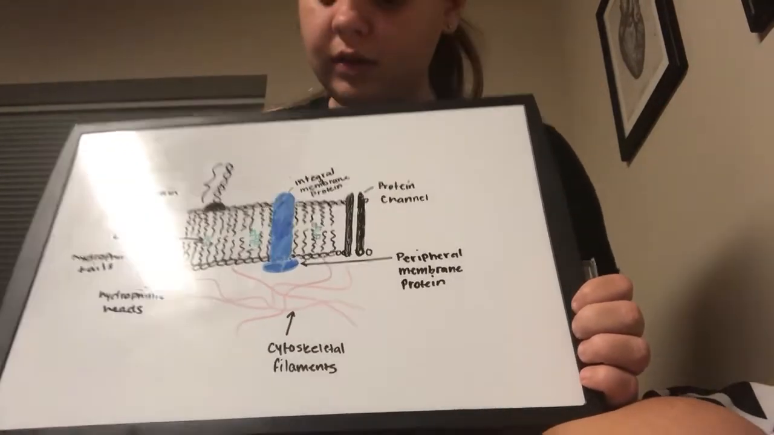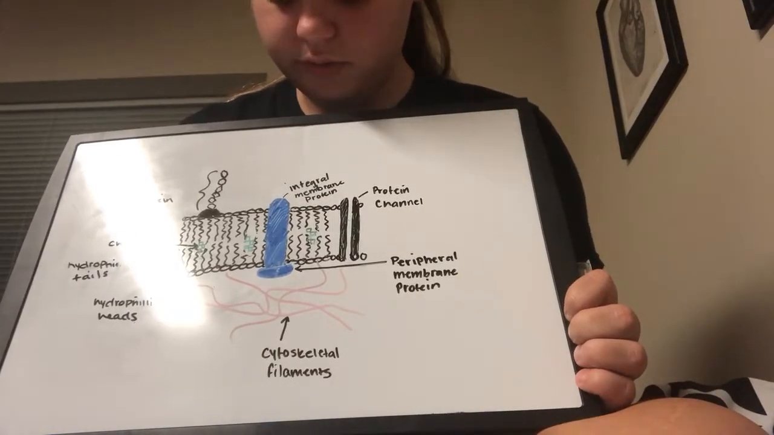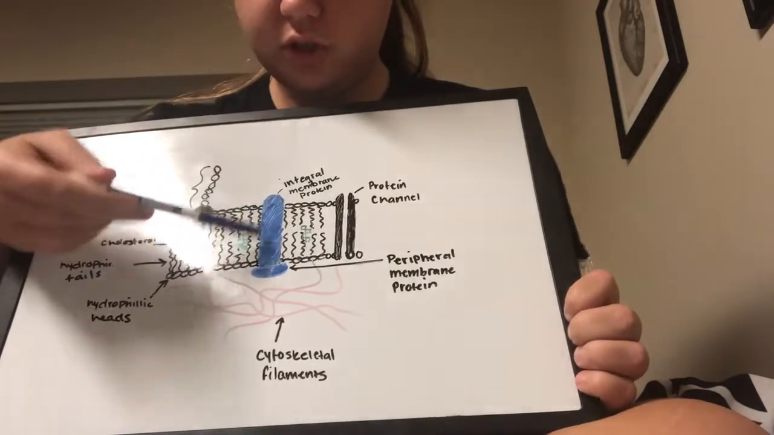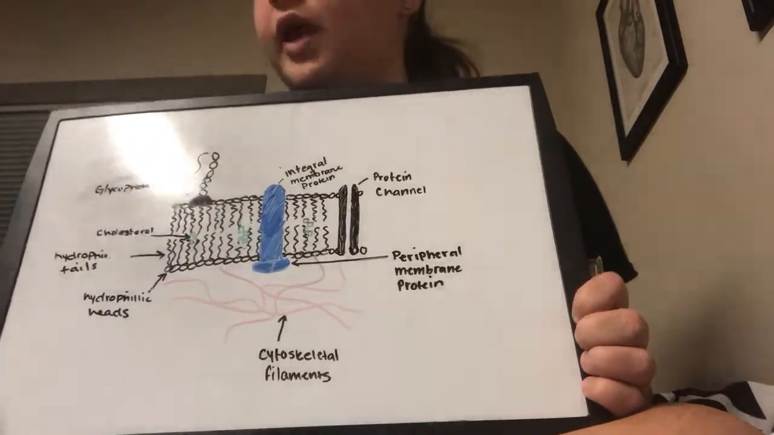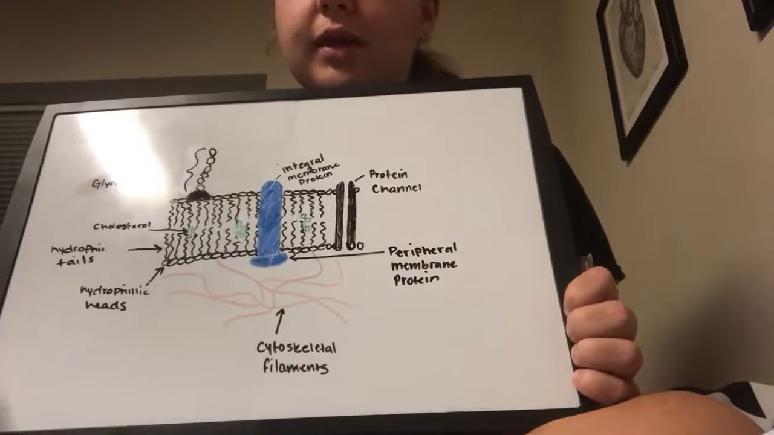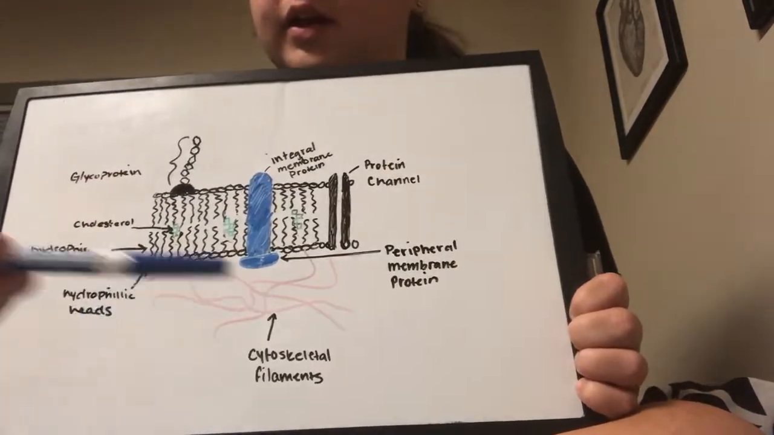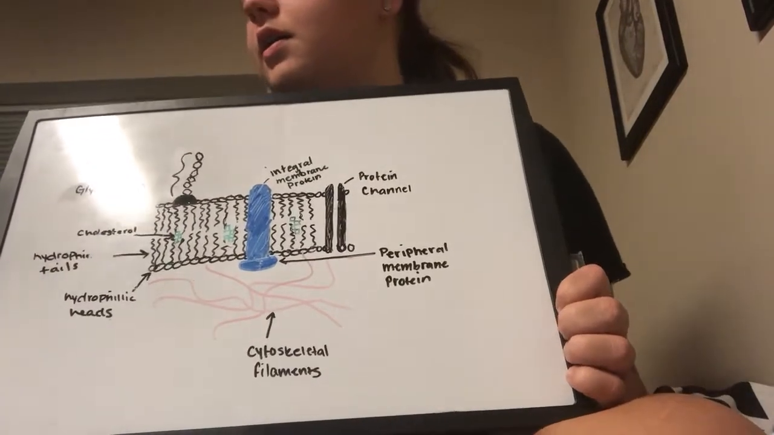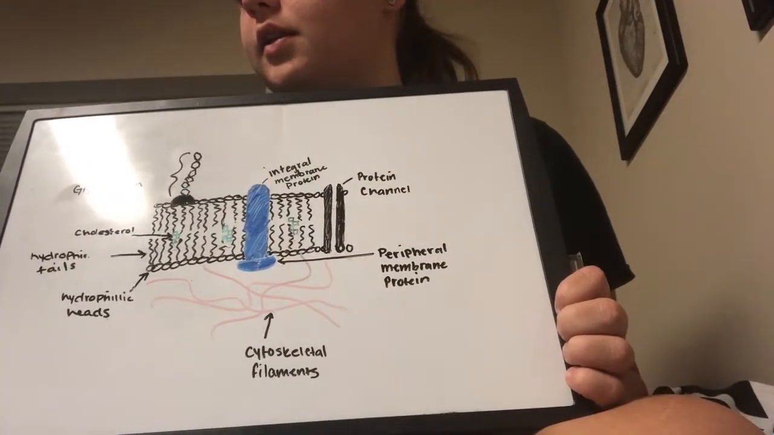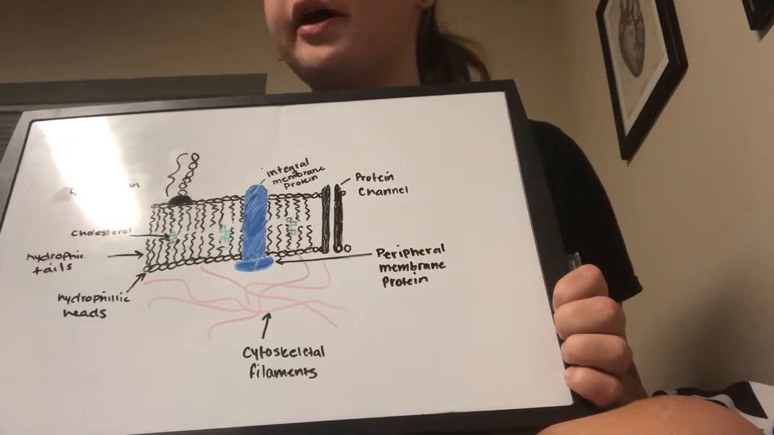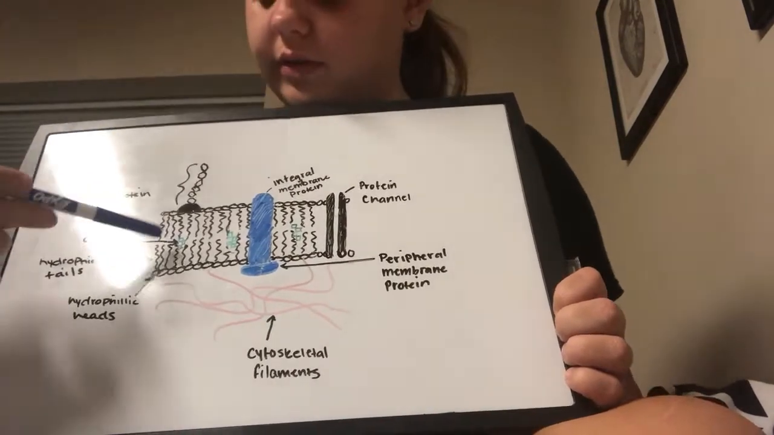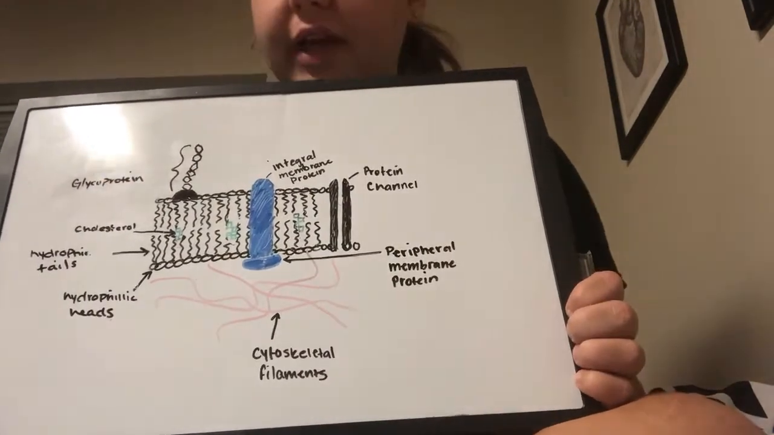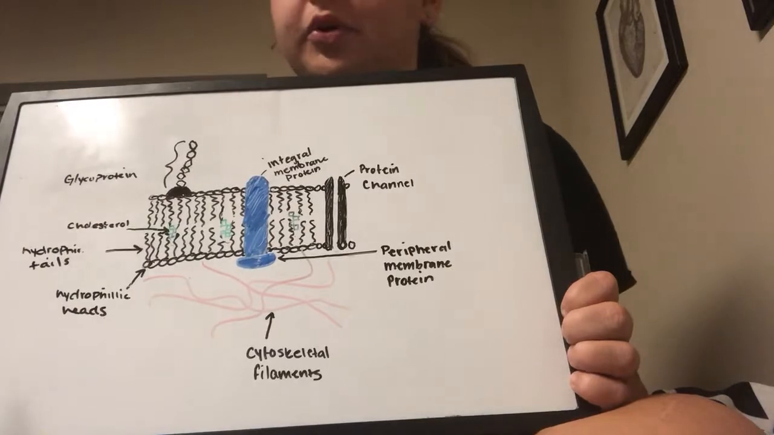Next is proteins. So the integral proteins is this blue structure in the middle. The location is embedded within the membrane. It can be just a portion and it can be all along the membrane. The R groups are hydrophobic. That's why they're in the middle. And they do move laterally, but they do not flip-flop across.